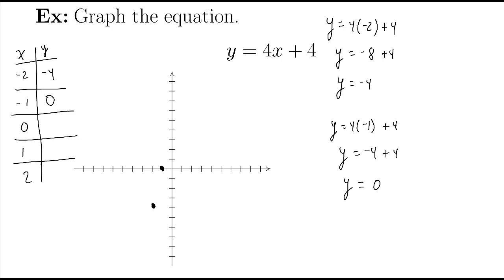Okay, now technically I have enough points since I know this is a straight line. Again, I know that because the exponents are 1, understood 1's there. I can just go ahead and draw my line now. I'll do one more of these though. What about when X is 0? So when X is 0, four times 0 is 0. 0 plus 4 is 4. So when X is 0, Y is 4.